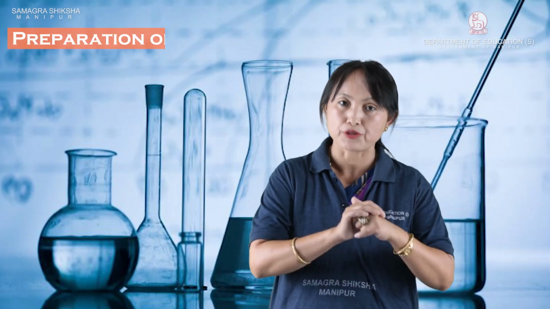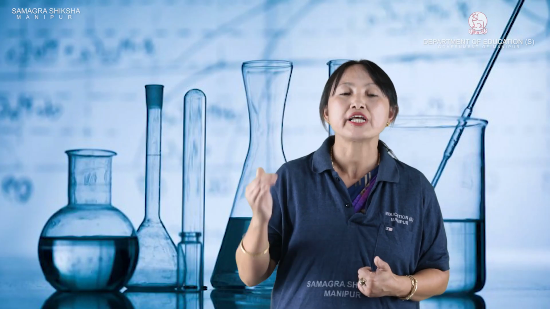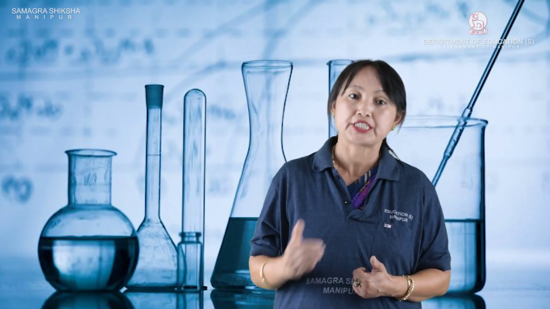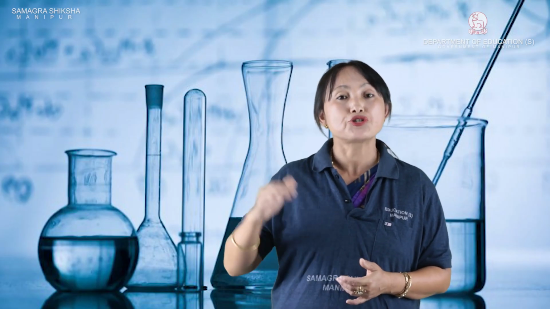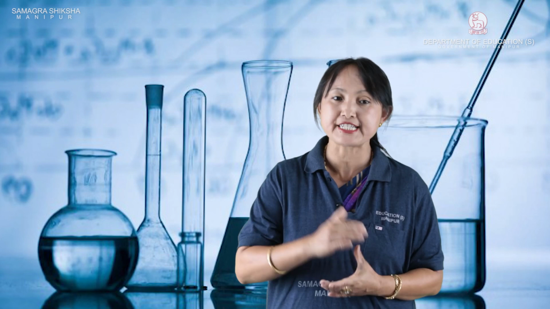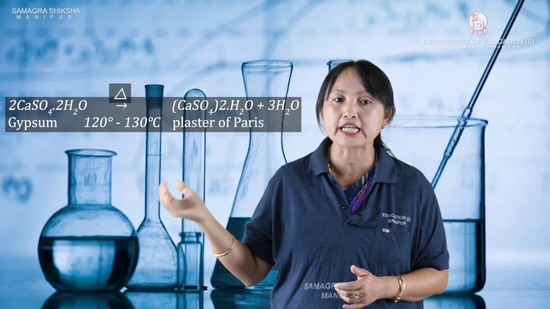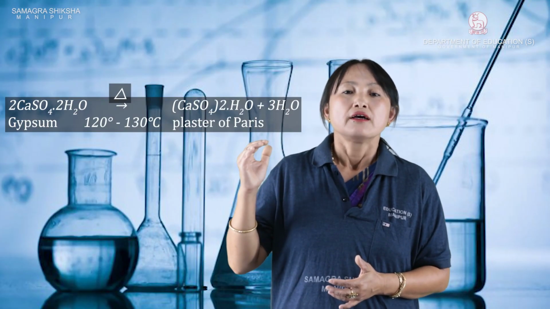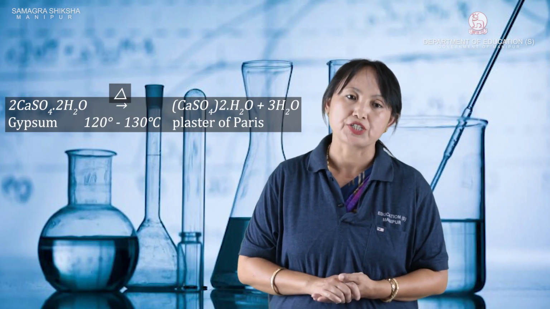Now, how is plaster of Paris prepared? So, the preparation of plaster of Paris. Plaster of Paris is made from gypsum, naturally occurring calcium sulfate. When it is heated at around 120 degrees Celsius to 130 degrees Celsius, we obtain plaster of Paris. So the involved chemical equation is when heat is passed through gypsum, we obtain plaster of Paris along with water.